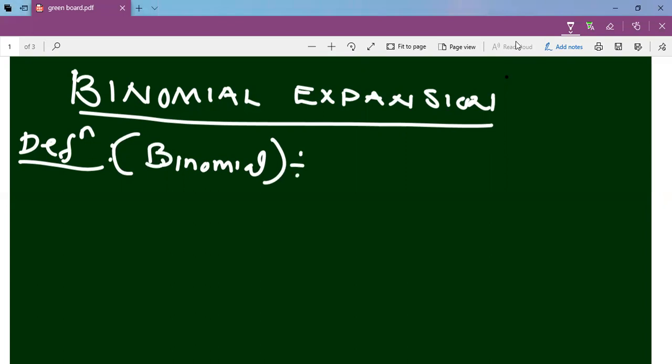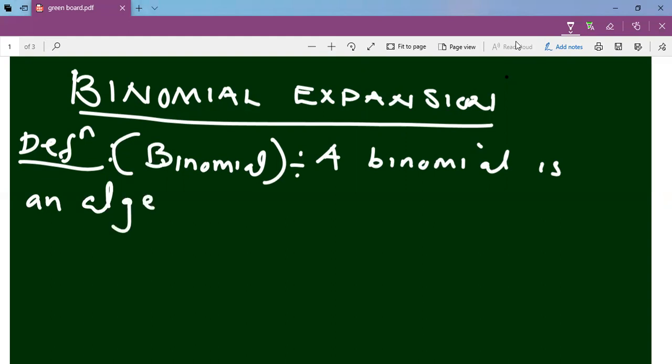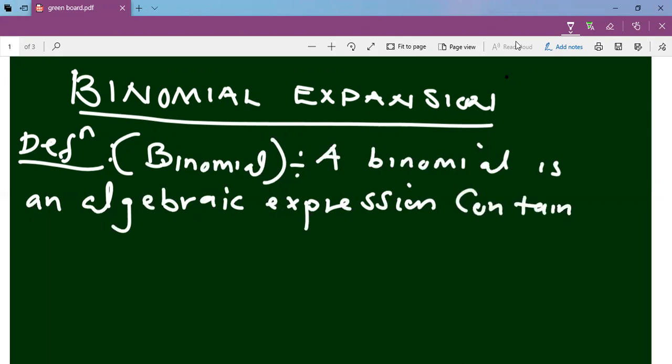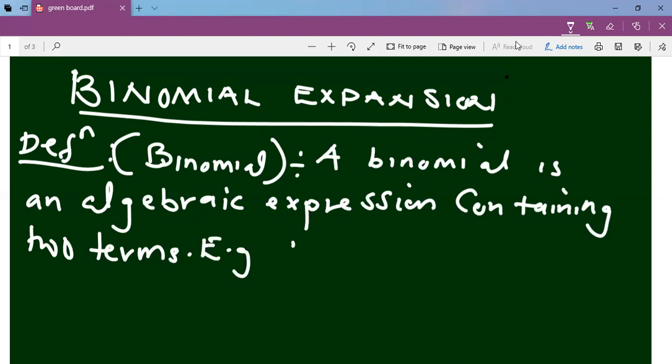So we are saying a binomial is an algebraic expression containing two terms, right? Containing two terms. That is what we are calling a binomial. A very good example is A plus B. All right, so A plus B is a binomial.